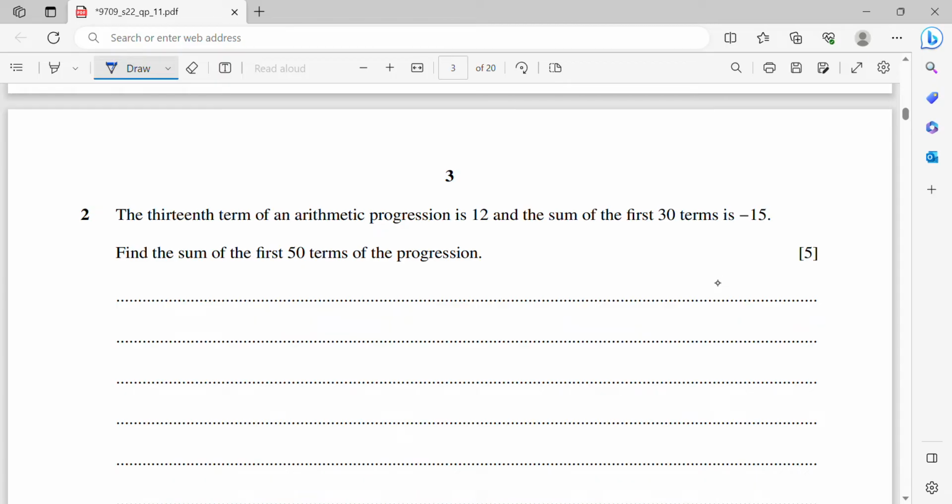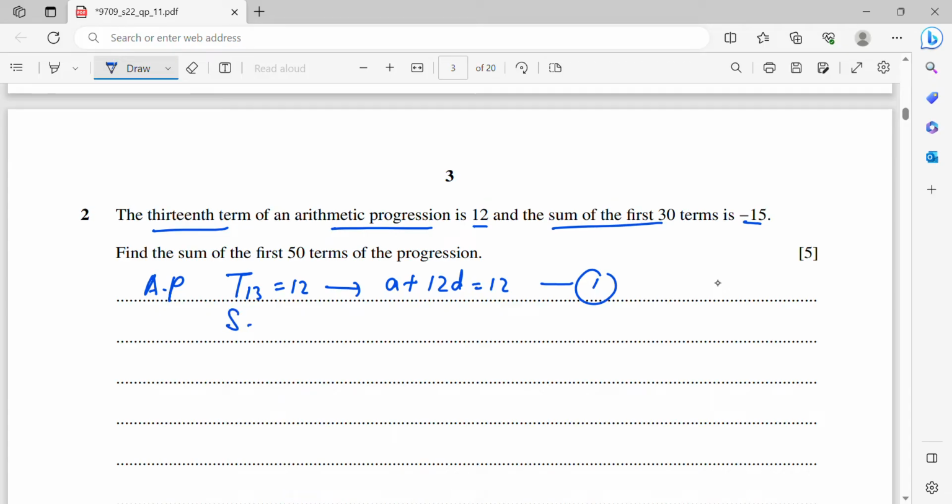Now, question 2. The 13th term of an arithmetic progression is 12. So, arithmetic progression, 13th term is T13 equals 12, which means a plus 12d is 12. This is the first equation. And the sum of first 30 terms is negative 15. So, S30 is negative 15. So formula is n over 2, your n is 30 now. So 30 over 2 bracket 2a plus (n minus 1)d, so your n is 30, so minus 1 becomes 29. d equals minus 15.